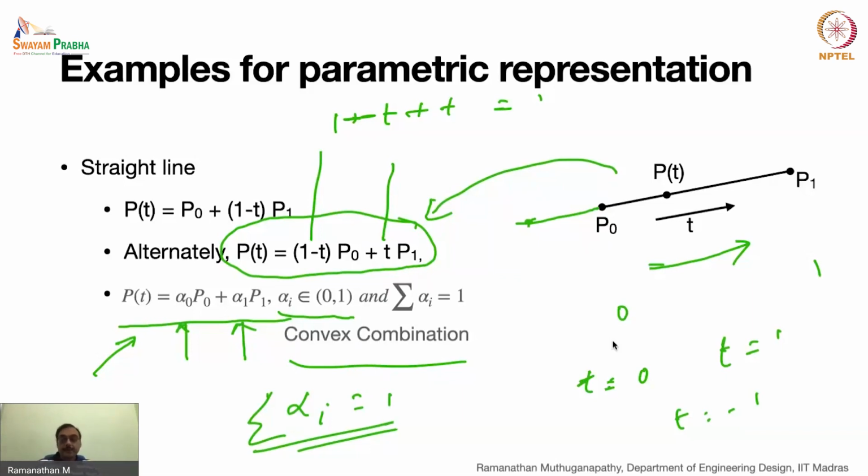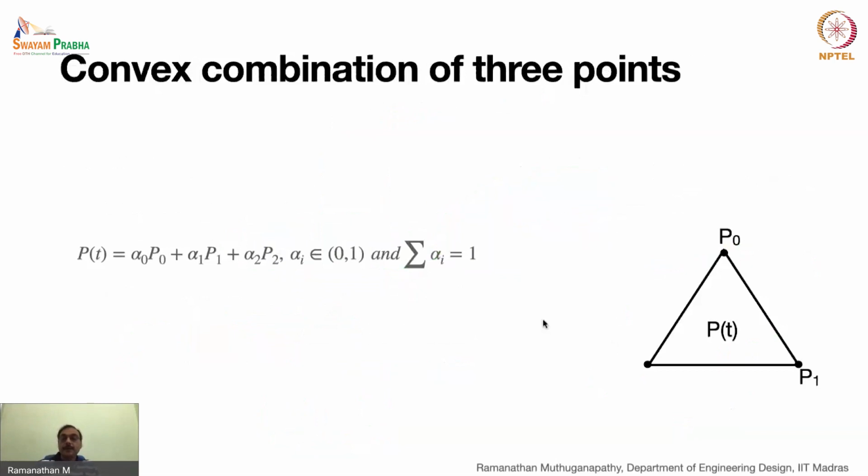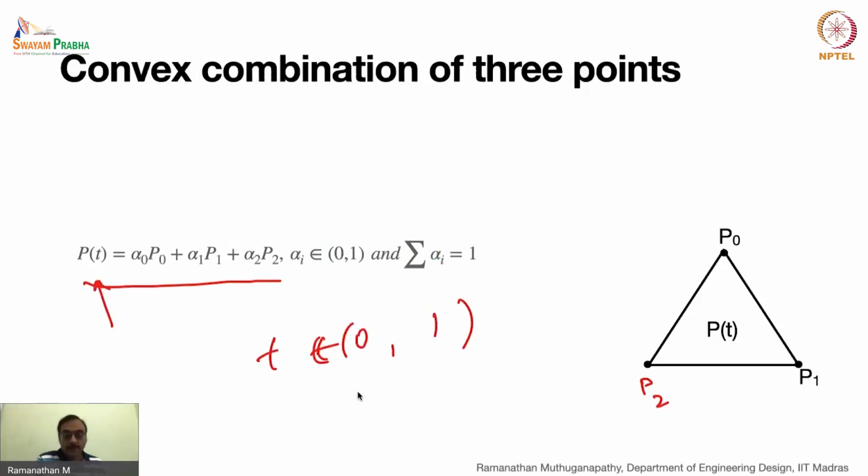Okay, let me just show that picture. So you can see that there is a triangle here. Sorry, I really forgot to mention this: P0, P1, and P2. So if you have this relation alpha naught P0 plus alpha 1 P1 plus alpha 2 P2, for any parameter value t lying between 0 and 1, where are you going to get the point on this triangle P0, P1, P2?